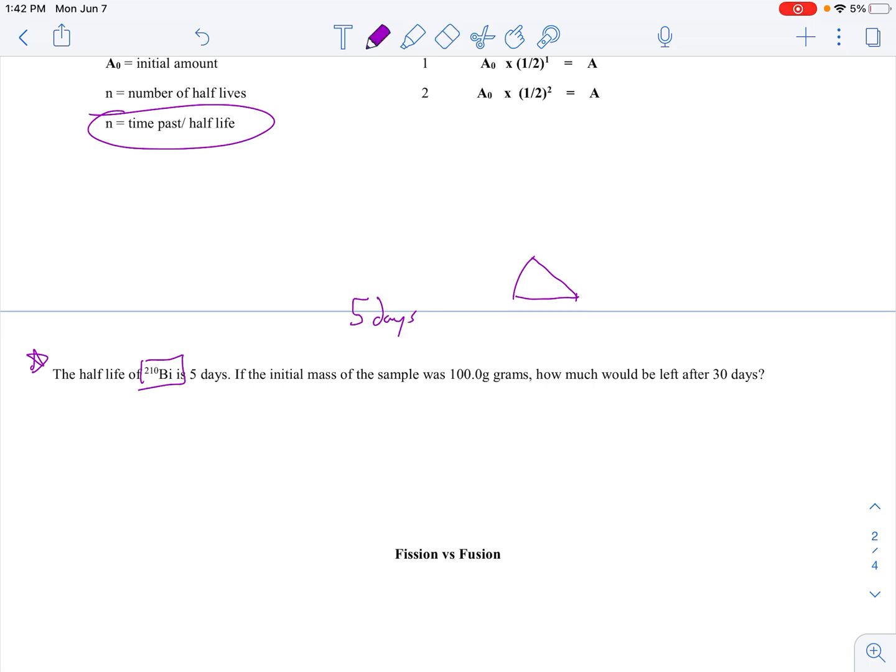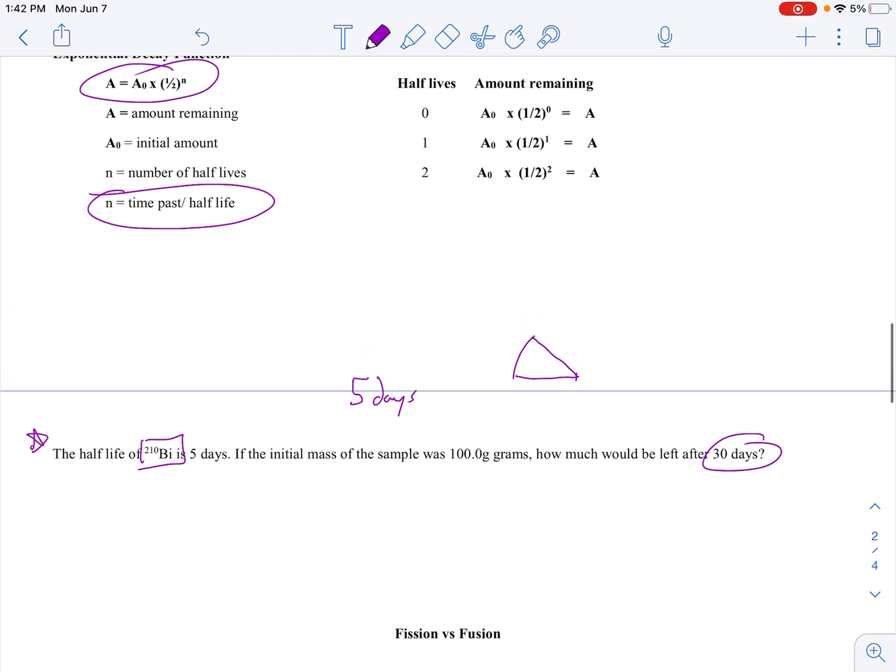So let's figure out this calculation. It says if the initial mass of the sample is 100.0 grams, how much will be left after 30 days? So the first thing we have to do is calculate n, how many half-lives have occurred. So we have 30 days.